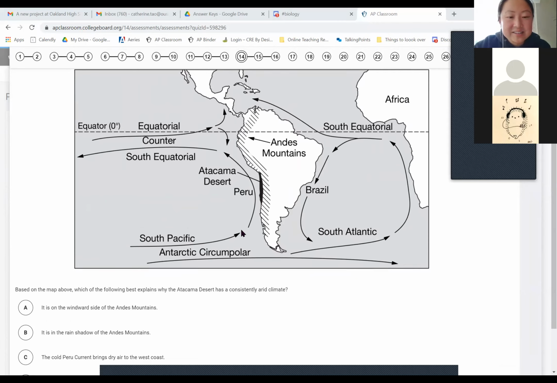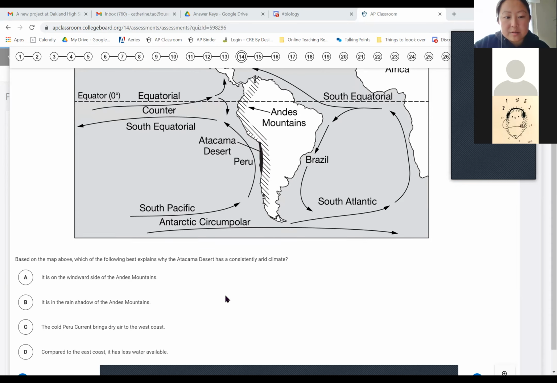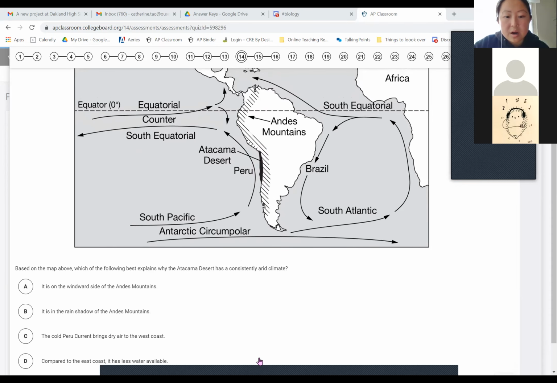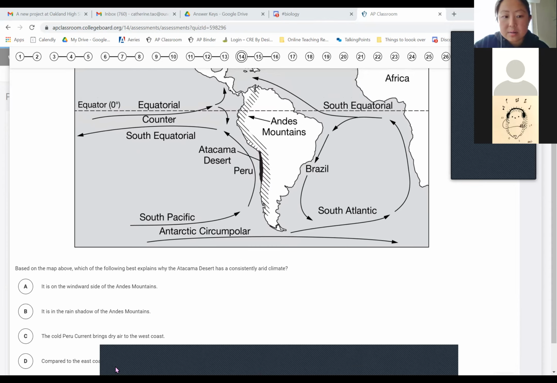So it asks you why the Atacama Desert has a consistently arid climate. Richard, I don't know if there's a lot of vocab, but arid means super dry, right? And so it's right here. They give you a bunch of options. Richard, do you want to talk through what you felt like you got snagged on, or what doesn't make sense?